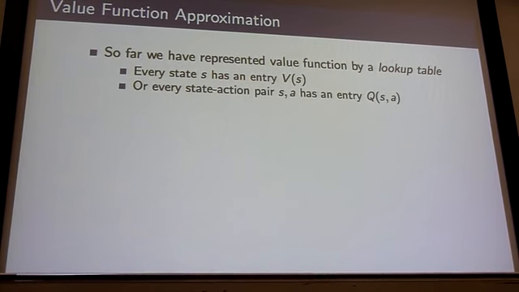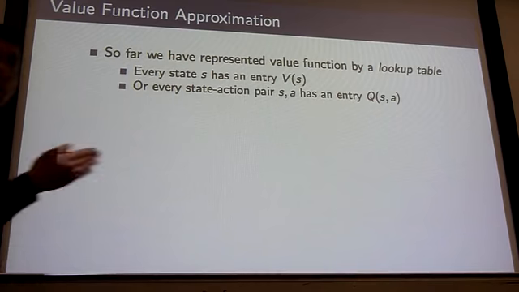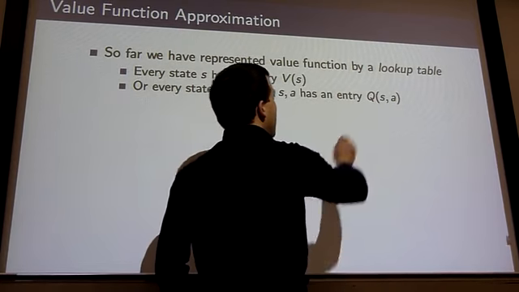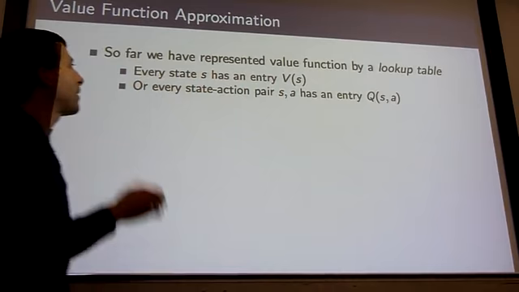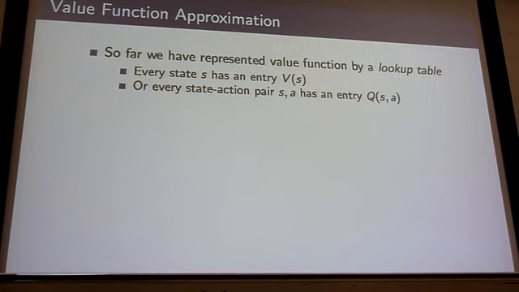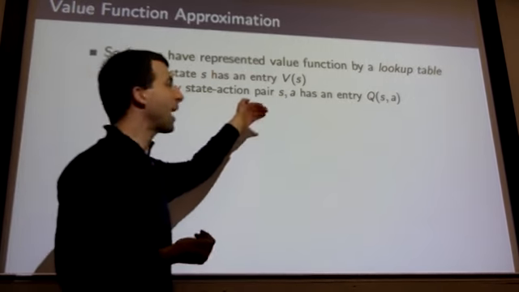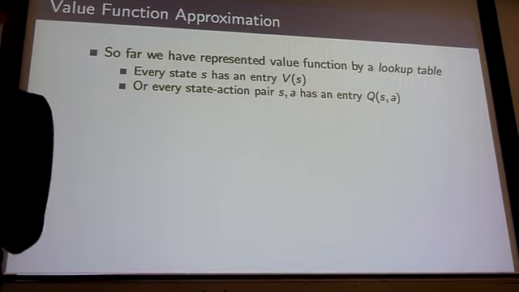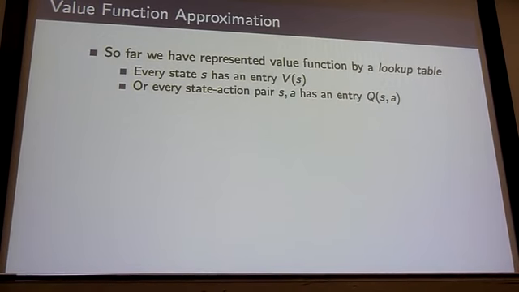Or we looked at control methods that were based on the action value function Q. So remember, we had the state value function V and the action value function Q. And in the action value function, now you need an entry in your lookup table for every state action pair. So now you've got the cross product of the state space and the action space. So a very, very large number of states and actions in a real large problem.